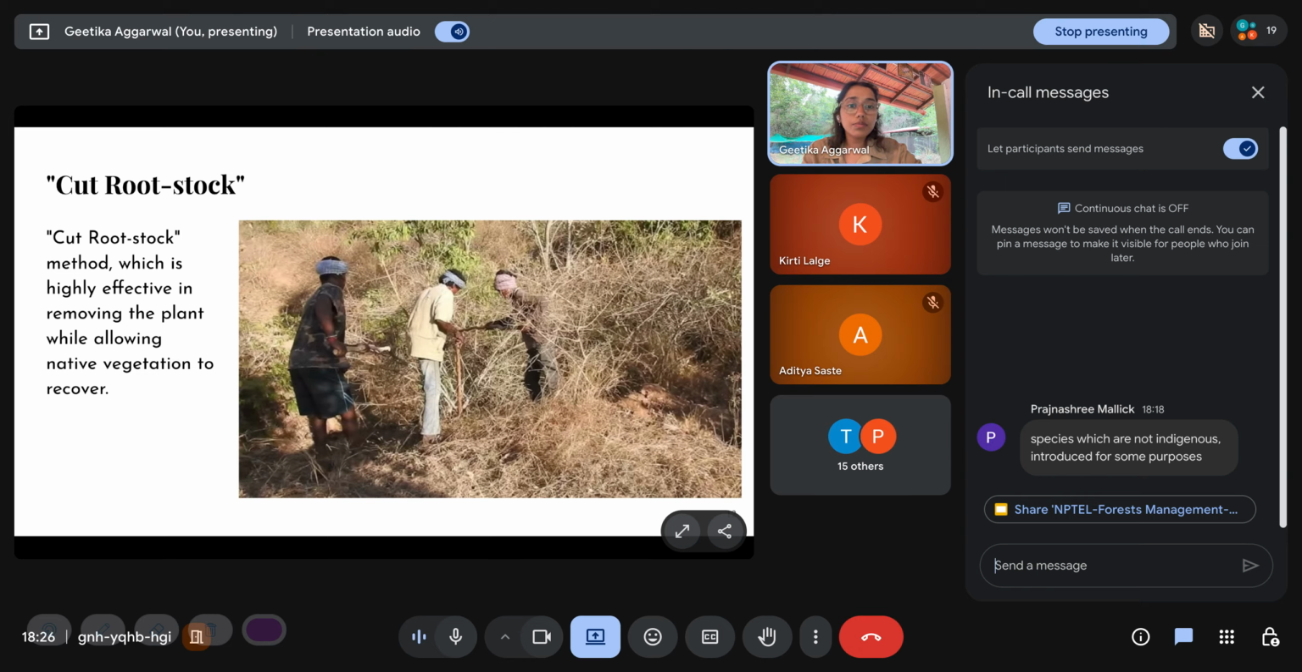Then they tried cutting down the plant. If you cut out the stems of the plant, it still grows back again. It still sprouts again. And the third thing they tried was to use JCBs on a large scale to pull out the lantana plants, but that is also not helpful.